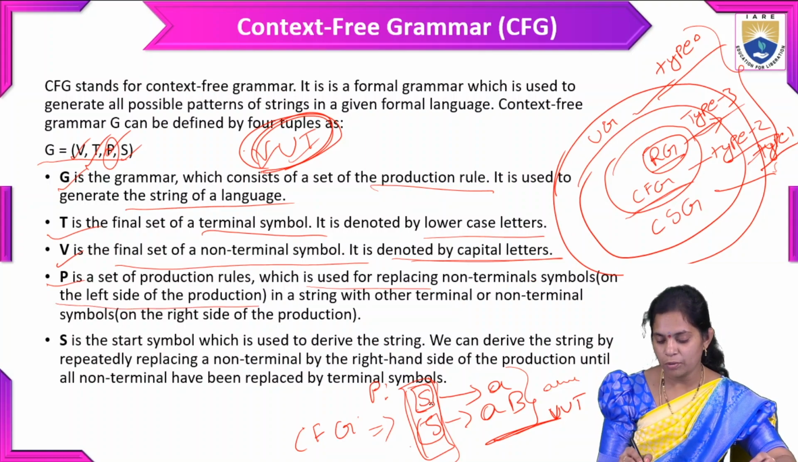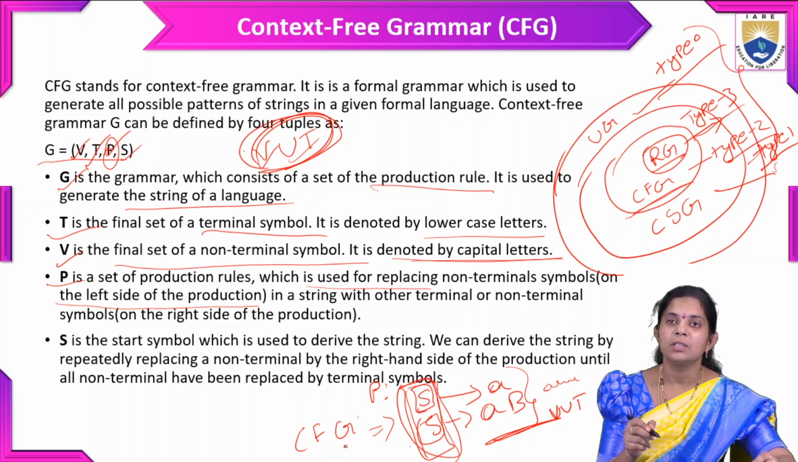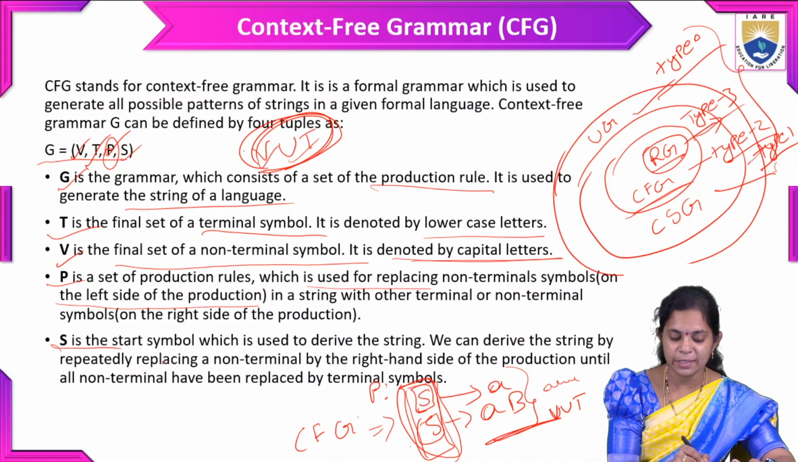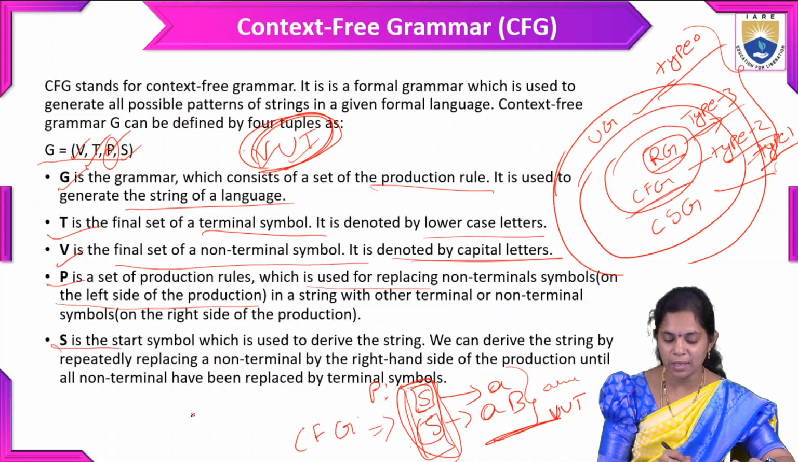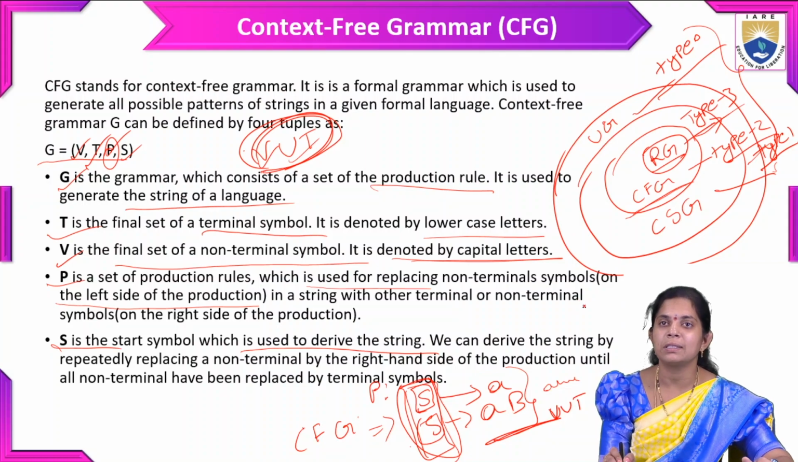So just now we discussed the production rules, which have a left hand side and right hand side. The right hand side is a combination of V union T. And the left hand side, for the CFG, we represent with a single non-terminal value. And S is the start symbol, which is used to derive a string. So to derive the strings from the given language, we have to start with the S symbol, the start symbol only.